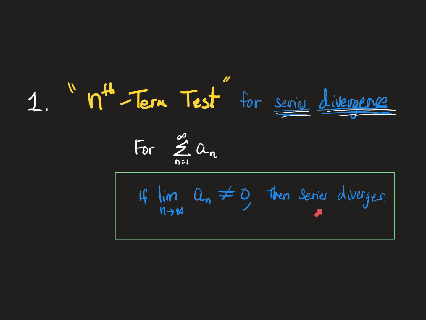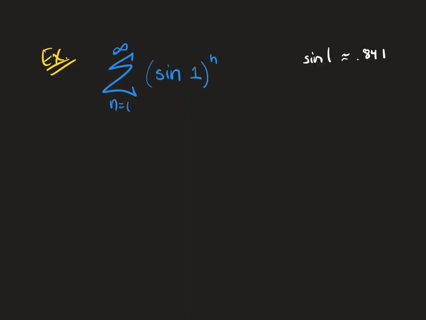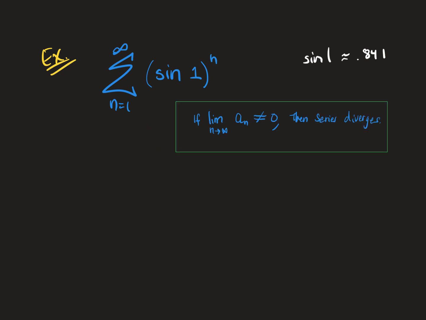Now this is one directional. The converse is not true. Let's try an example. Does this series diverge or converge? We're going to try the nth term test for divergence, which just says this. Have that memorized.